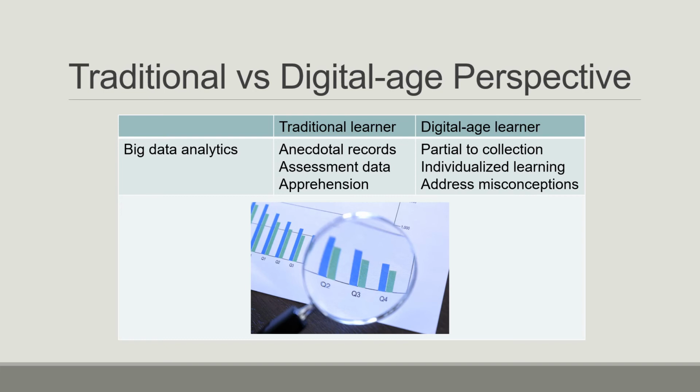Traditional learners may be apprehensive too because they may see big data as an invasion of privacy or question the use of information. On the other end of the spectrum, digital age learners may be partial to data analytics because information is gathered in real time and immediately available. Big data analytics allows for more individualized learning and allows digital age learners to address misconceptions sooner than using traditional methods.